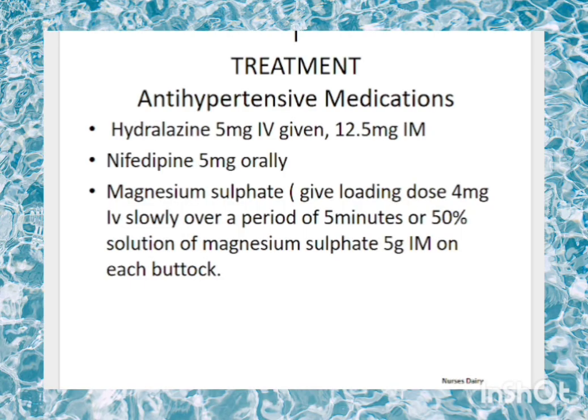So magnesium sulfate is given as a loading dose of 4 milligrams IV slowly over a period of 5 minutes. Or it can also be given as magnesium sulfate 50% solution, and it can be given IM, which is intramuscularly. So when it's given intramuscularly, you give 5 grams intramuscularly on each buttock, and it should be given with 2% lignocaine.